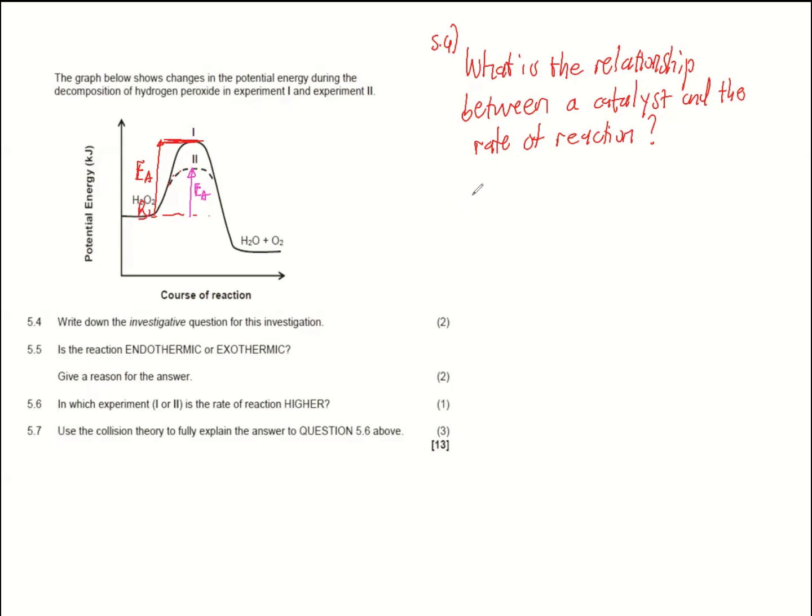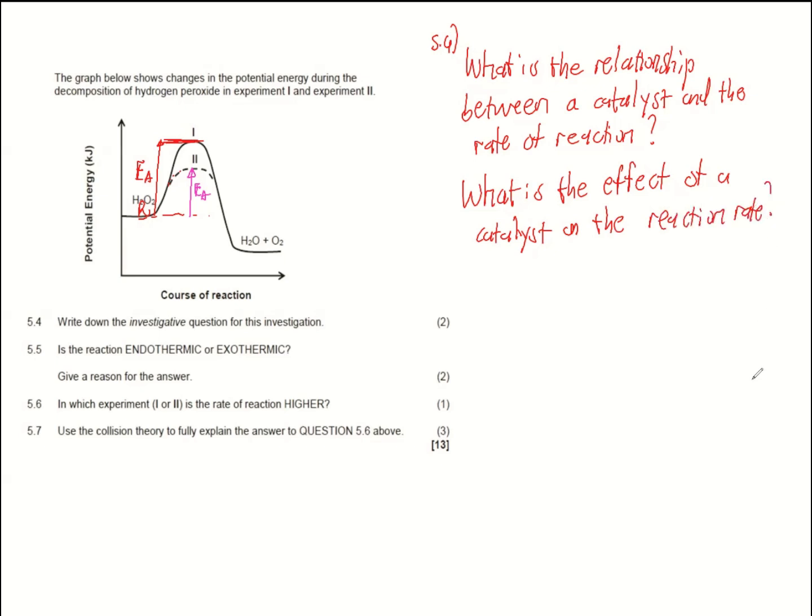Or you can go, what is the effect? So this would also be correct. What is the effect of a catalyst on the reaction rate, or on the rate of reaction, right? So you can put it this way or that way. But your question needs to have what is. Don't say how or why, what is. And then you put a question mark at the end of the question.